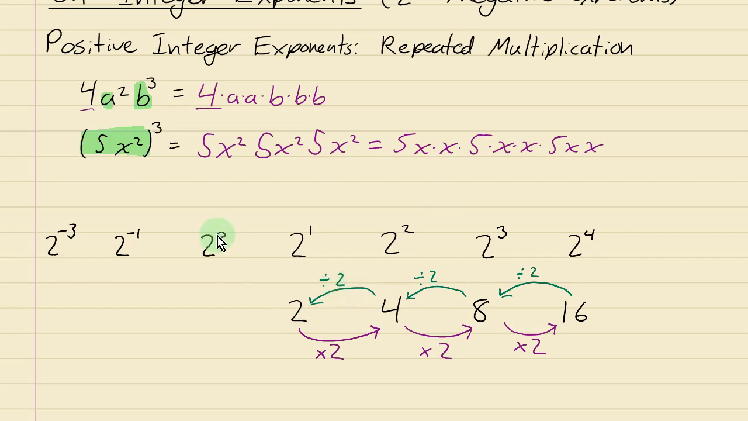And in order to see what 2 to the power 0 should be so that we can make this pattern keep going, we're just going to keep dividing by 2. So 2 divided by 2 is 1. And then we keep going. If we divide that by 2, 1 divided by 2 is also known as 1/2.